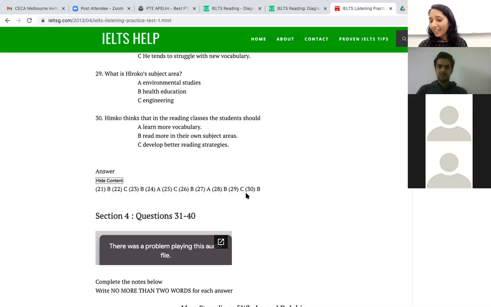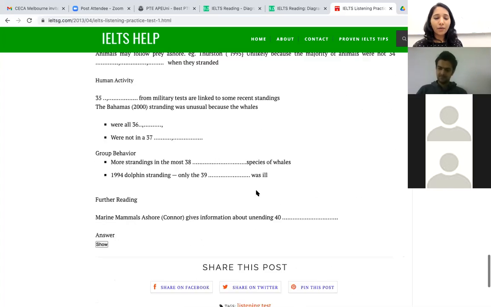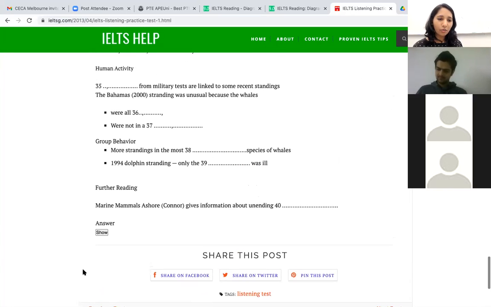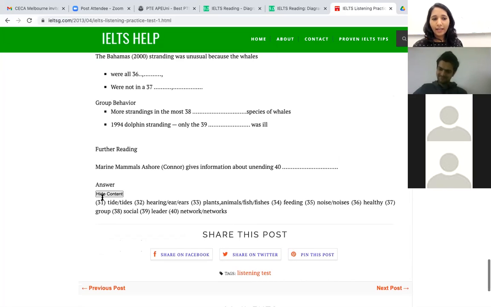29 is C and 30 is B. So 31 to 40. Here we go. Sumina, so far so good? Yeah. Okay, 31 tide or tides. 32 is hearing, or ears or hearing or ear. All the three are correct. 33 is plants or animals, plants and animals, fish or fishes.